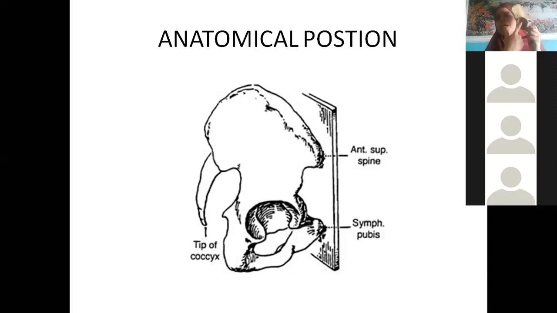What comes and articulates in the acetabulum? Femur, the head of the femur. What joint is formed? Hip joint. Acromion is in the upper limb, beta. This is the hip joint, a ball and socket variety.